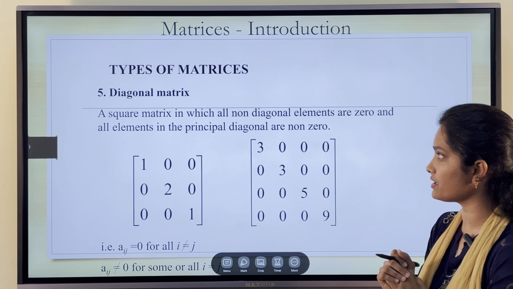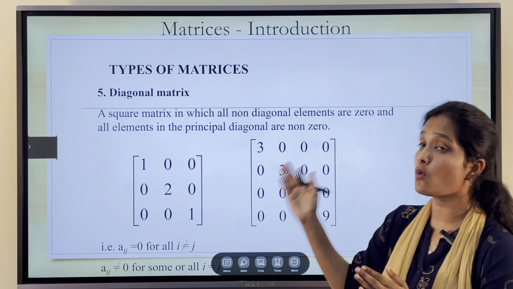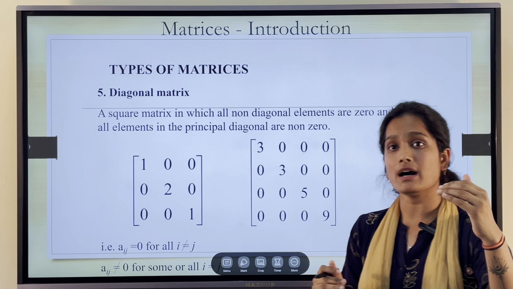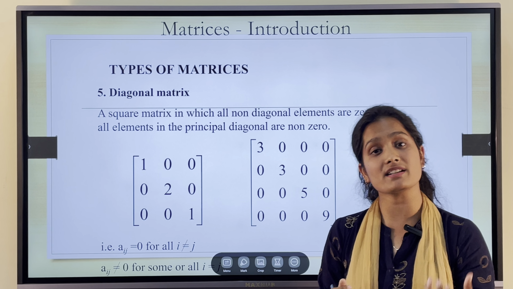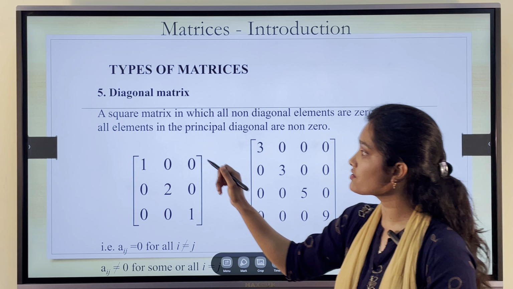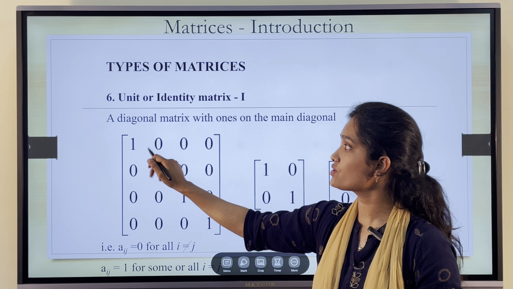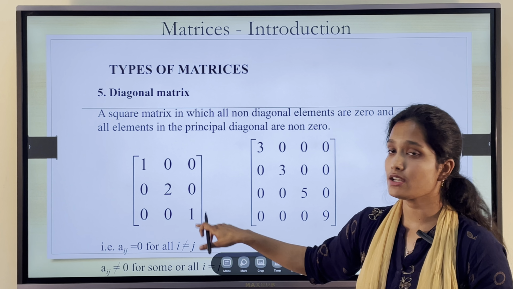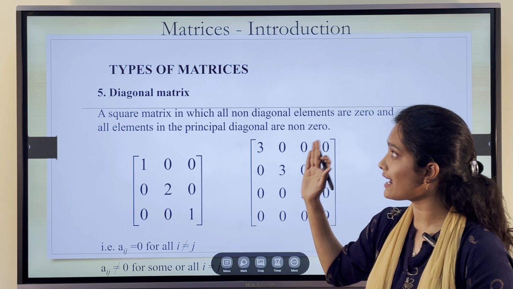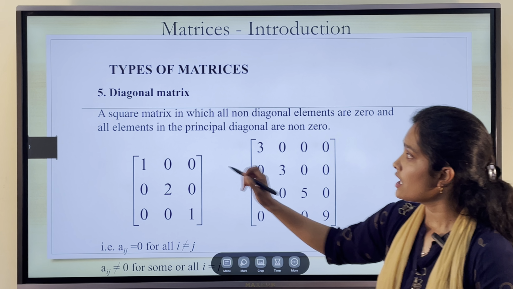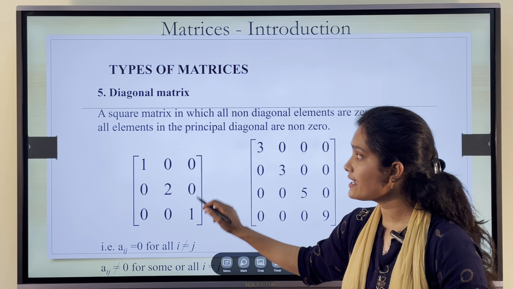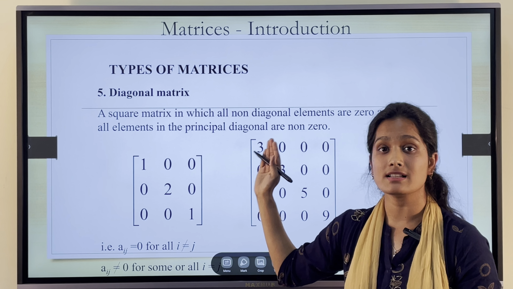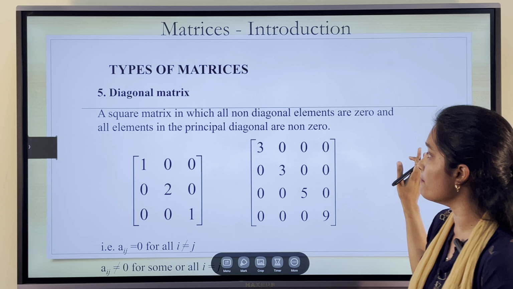So what is a diagonal matrix? A diagonal matrix is a square matrix in which all the non-diagonal elements, which are above or below the principal diagonal, are 0. What is the principal diagonal? The diagonal which runs from the top left and goes to the bottom right, we call it the principal diagonal. So the diagonal matrix is a matrix in which other than the principal diagonal, all the elements are 0. Elements that are above the principal diagonal and below the principal diagonal are 0. Then we say that it is a diagonal matrix.